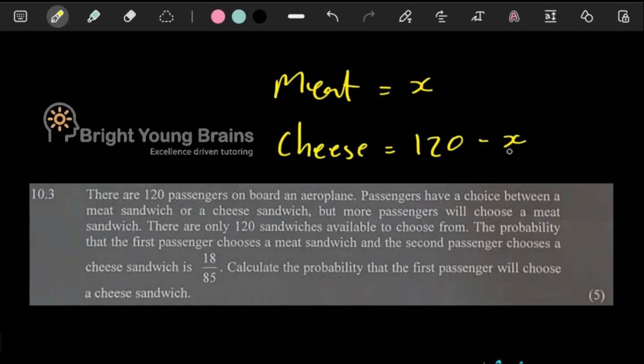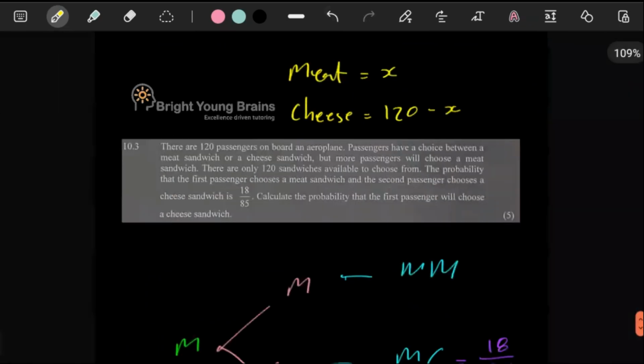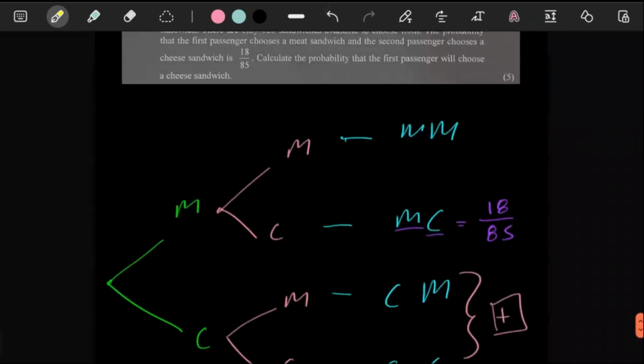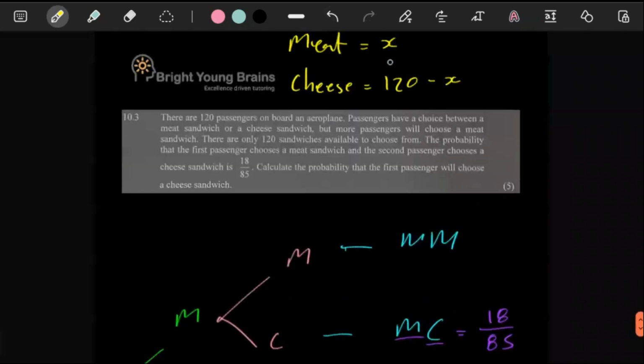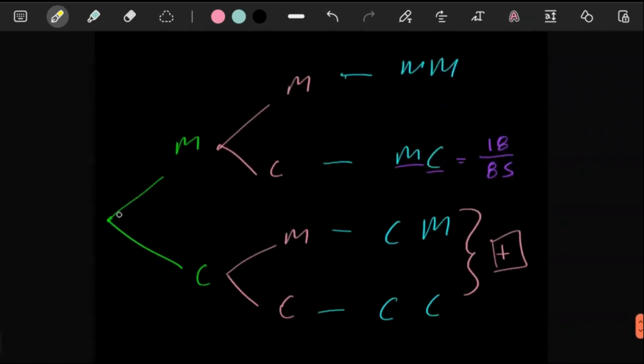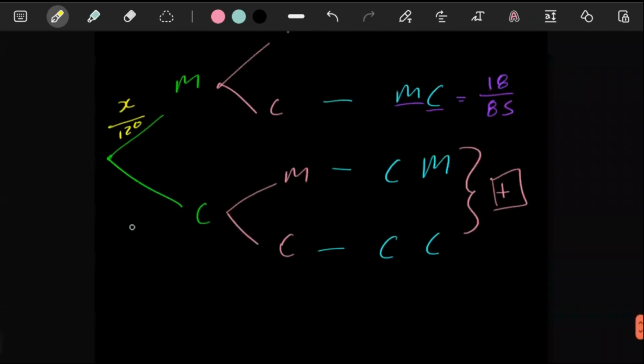If you remove the meat ones, you're left with the cheese ones. Ouch. So the reason for doing this is because, firstly, when the first person picks out a sandwich, there are 120 sandwiches to choose from. The number of meat sandwiches is x. The number of cheese sandwiches we have is 120 minus x.